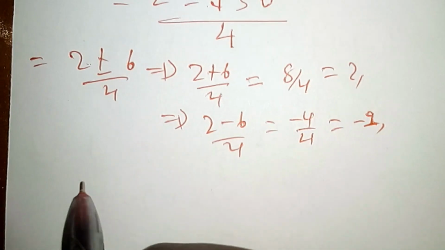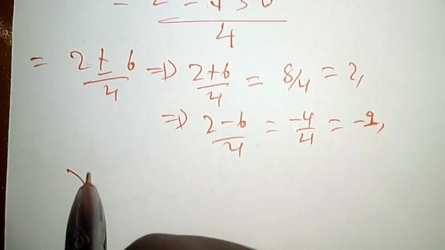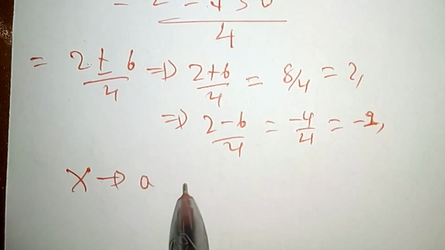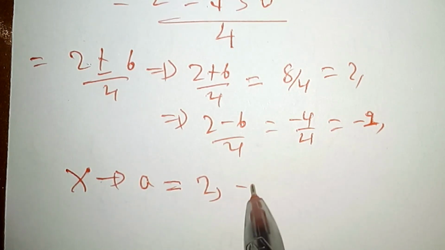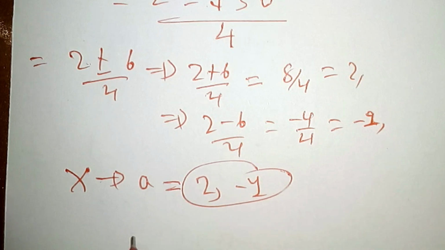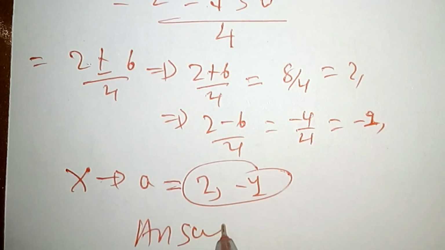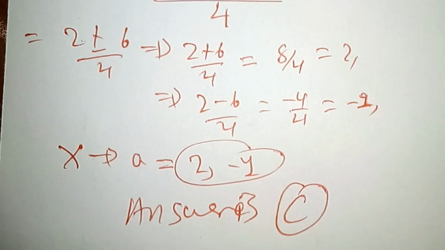So the values of a, since we have substituted x with a, must be 2 and negative 1. So the correct answer is C.